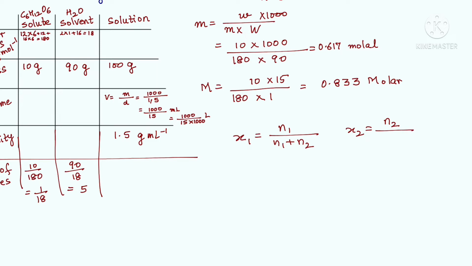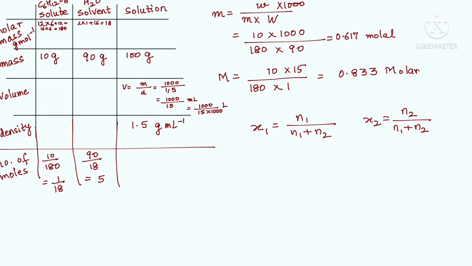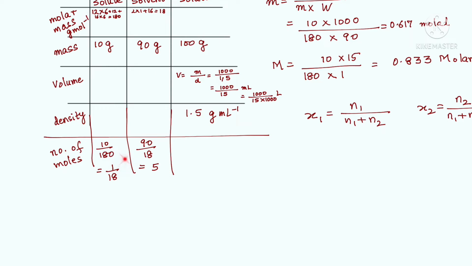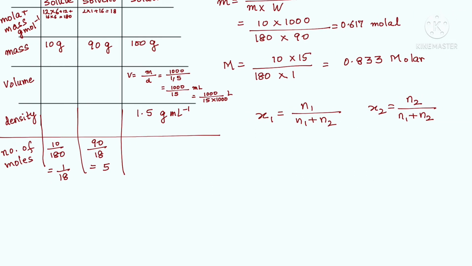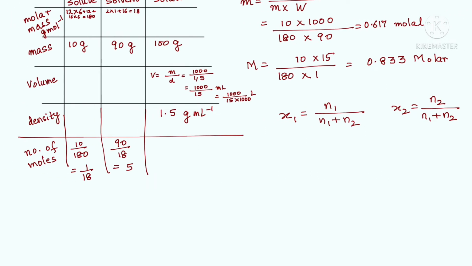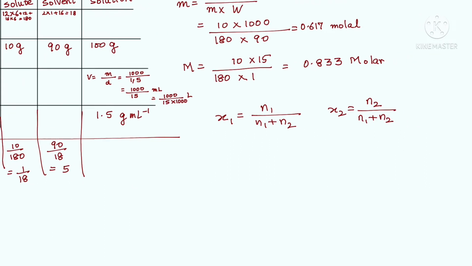Yes, N2 upon N1 plus N2. Why did I do that? What was the mistake I was making? Mole fraction is denoted by the symbol X, right? So go ahead and now put the values of the number of moles. Instead of 1 by 18, you can take it as a decimal as well. I find it much more comfortable to deal with fractions, so you can do either way.